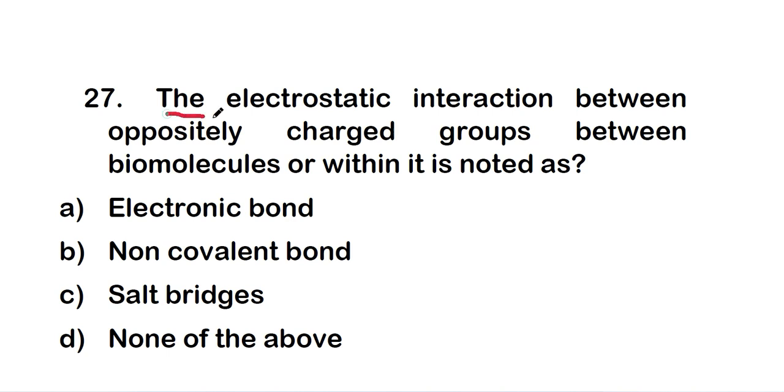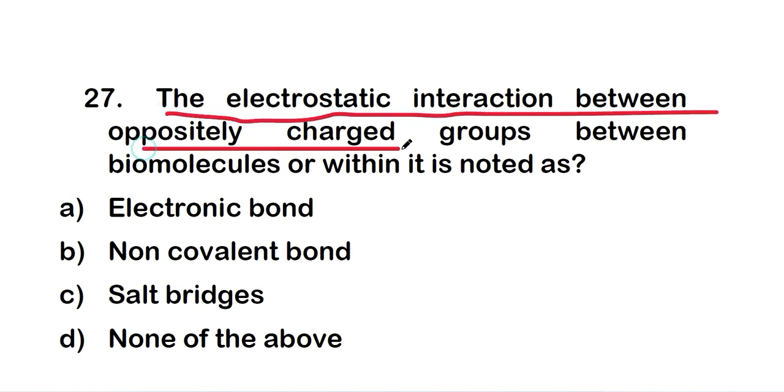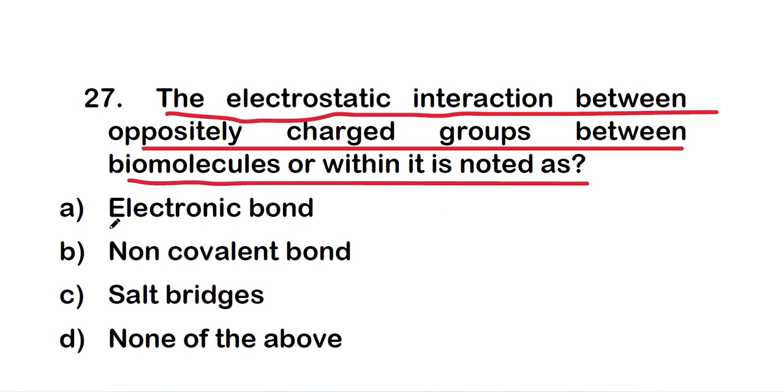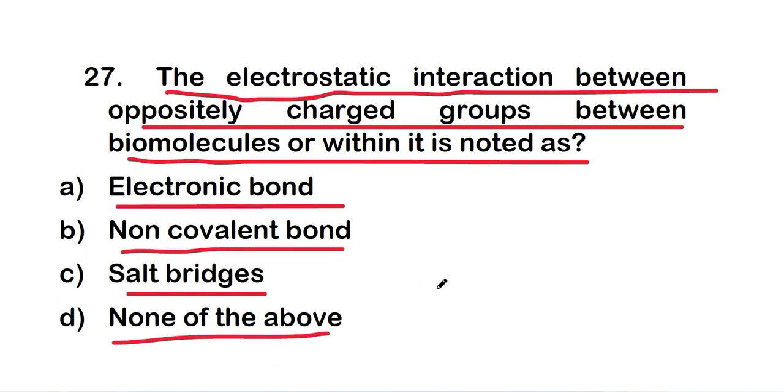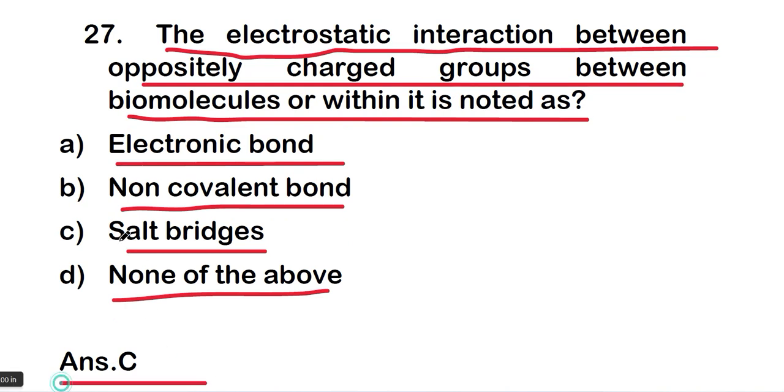Okay, so next question देखेंगे. So next question is, the electrostatic interaction between oppositely charged groups between biomolecules or within it is noted as electronic bond, non-covalent bond, salt bridges, or none of above. And the right answer is option C, that is salt bridge. So the electrostatic interaction between oppositely charged groups are known as salt bridges.